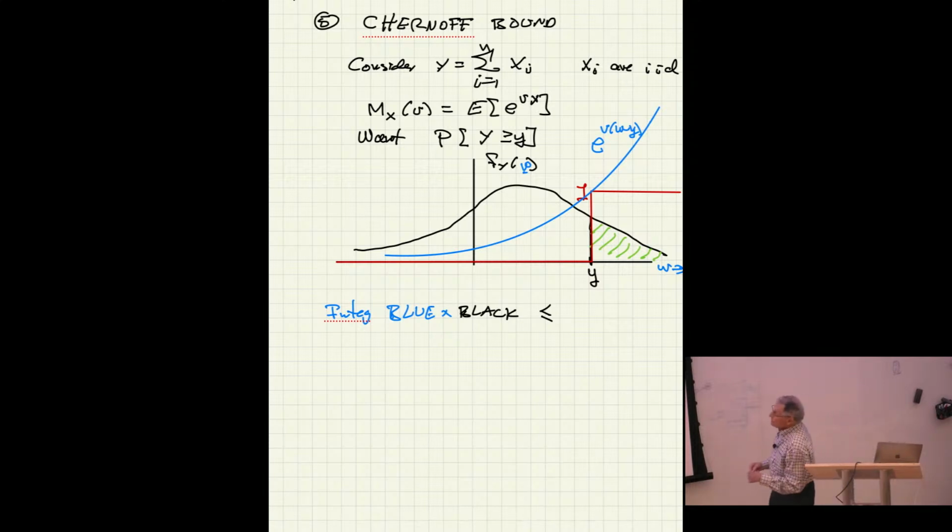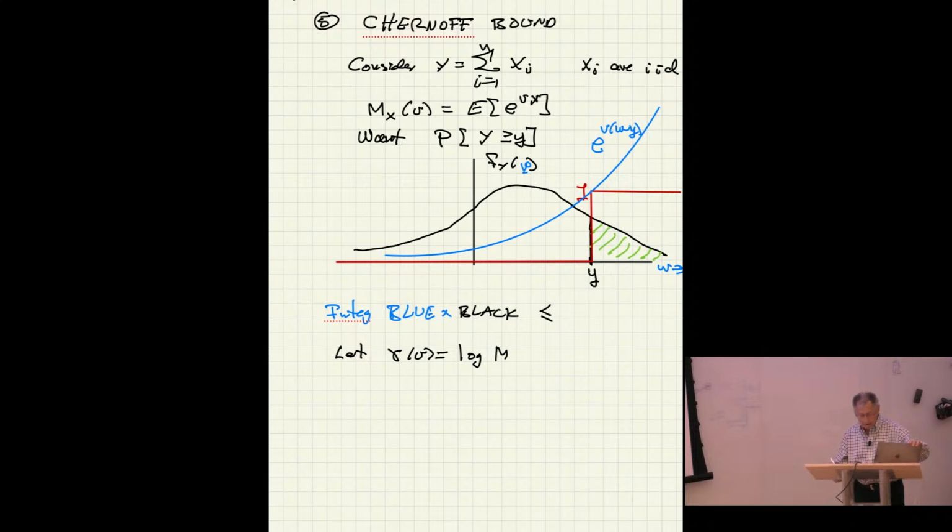Now, I have a little freedom here: that quantity v is a free variable. And if I choose it optimally, I'll get the best bound I can. And that's what Chernoff did. So let me define another quantity for you, and that'll give you the result. I'm going to define something called the semi-invariant generating function. And I'm going to use gamma for that. Let gamma of v be the logarithm of the moment generating function.